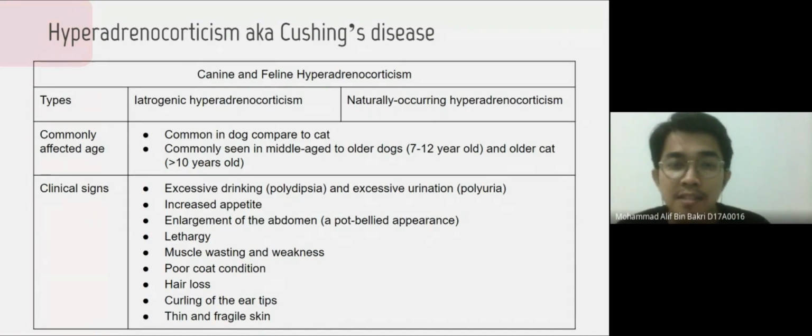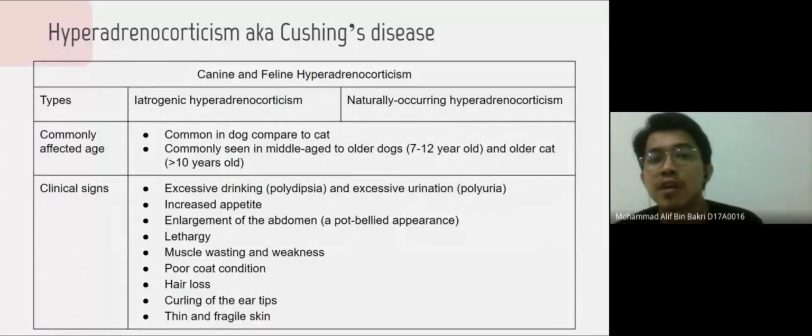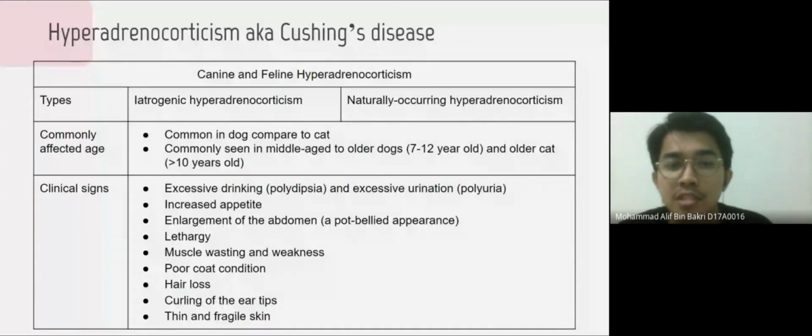Hyperadrenocorticism, literally translated, hyper means overactive, adreno means adrenal gland, and corticism refer to cortex, which is the outer part of the adrenal gland. Hyperadrenocorticism or Cushing disease is the condition in which the adrenal gland overproduce certain hormone. There are two types of hyperadrenocorticism, which are iatrogenic hyperadrenocorticism and natural occurring hyperadrenocorticism.